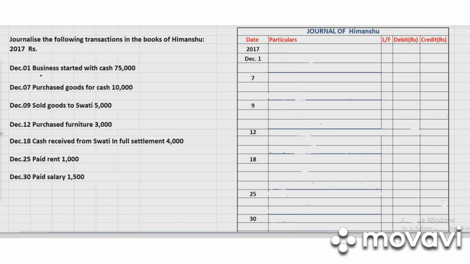Dear students, as you know, in a business transaction there will be two aspects. There will be two parties minimum, and there will also be minimum two accounts. This is what double entry bookkeeping is. Now see how to make journal entries from the transactions. It is very simple. I will tell you the easiest way.